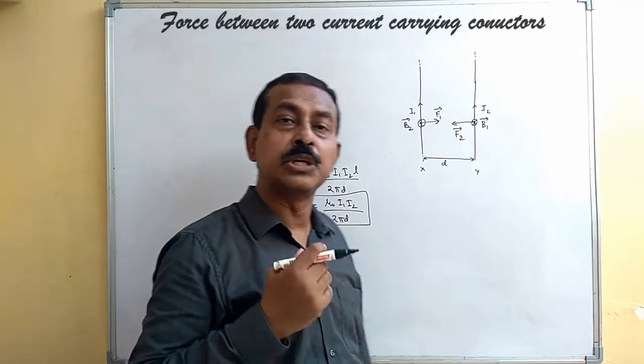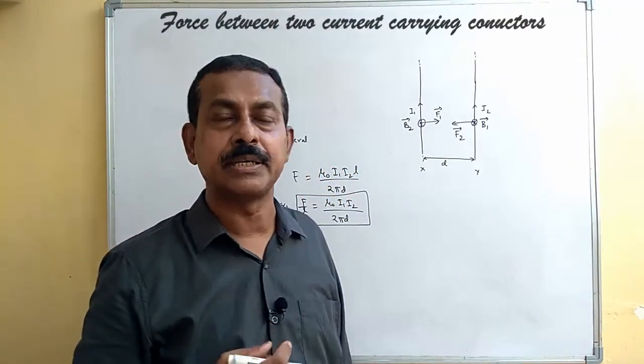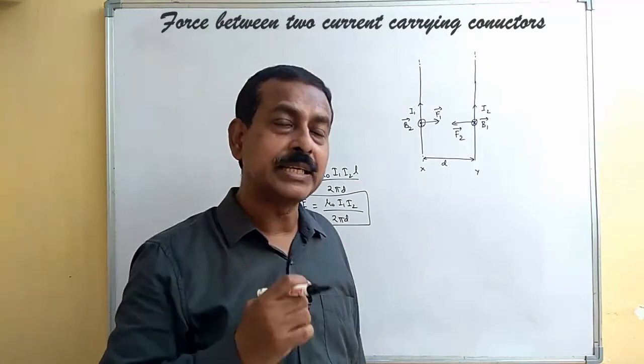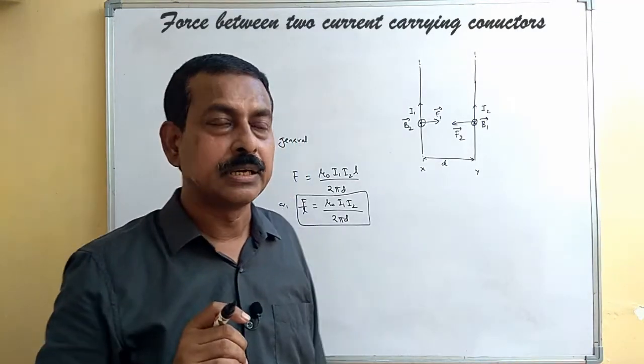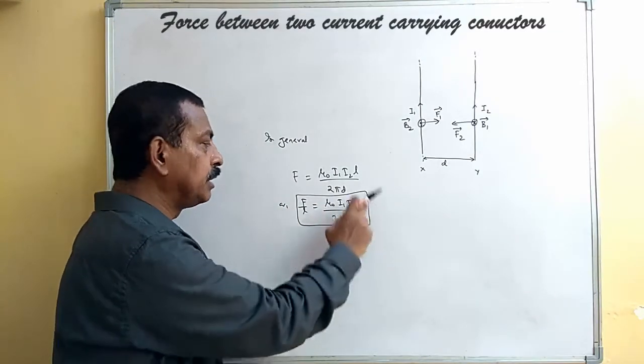to give the SI definition of current. The unit of the current is the ampere. So the SI definition of the ampere is given by using this formula.